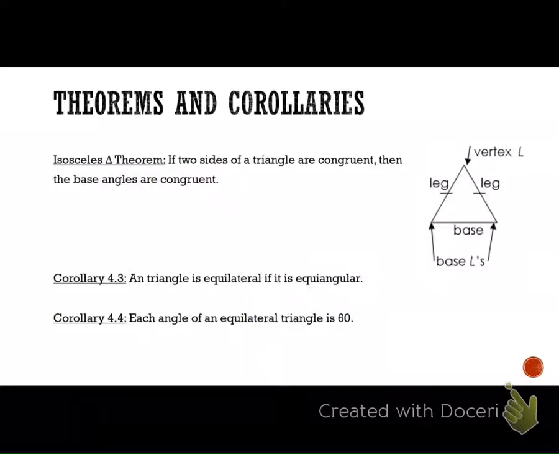Corollary: a triangle is equilateral if it is equiangular, meaning if all the angles are the same, then all the sides are the same. All the sides are the same, then all the angles are the same. So if you know that, you can say that. Each angle of an equilateral triangle is 60 degrees. All right.